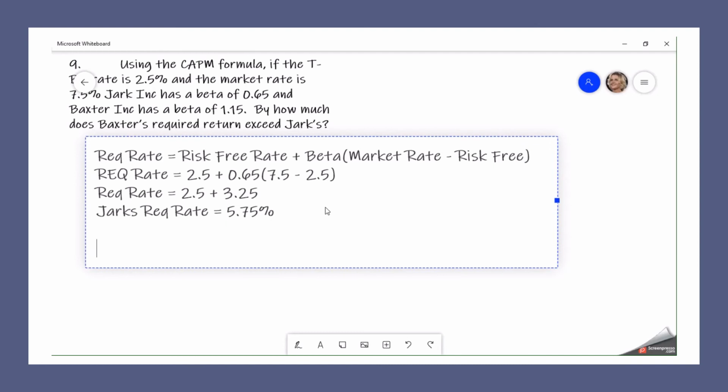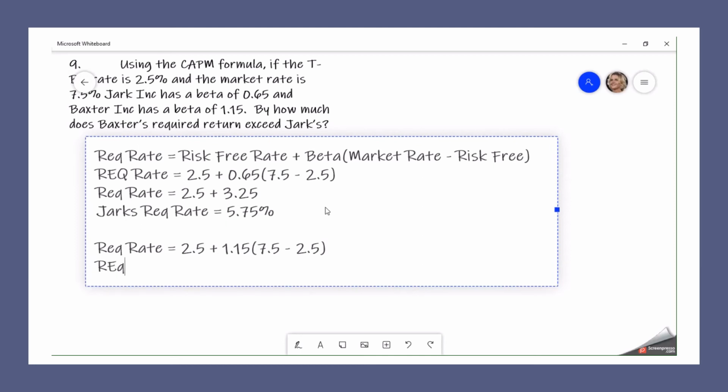Okay, then we're going to go down and do the same thing for Baxter. The risk-free rate doesn't change. That's based on the T-bill, so that doesn't change between the companies. But what does change is the beta. The beta measures the risk of the company itself. The rest of the formula will be the same because our market rate of interest is still the same and our risk-free rate is still the same. Again, we've got to deal with the parentheses first. So 7.5 minus the 2.5 leaves us with 5. Multiply 5 times 1.15, and that gives us 5.75.